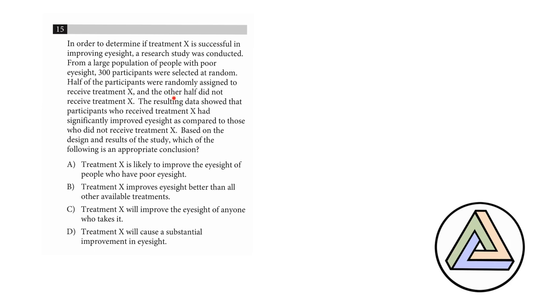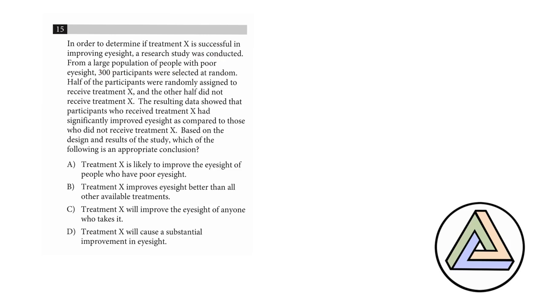All you have to do is stay calm, focus, and just read one sentence at a time and piece it together in your mind as you go. But I think my real point there is just don't get freaked out by this stuff. Just take it one sentence at a time. So, for example, in order to determine if treatment X is successful in improving eyesight, a research study was conducted.